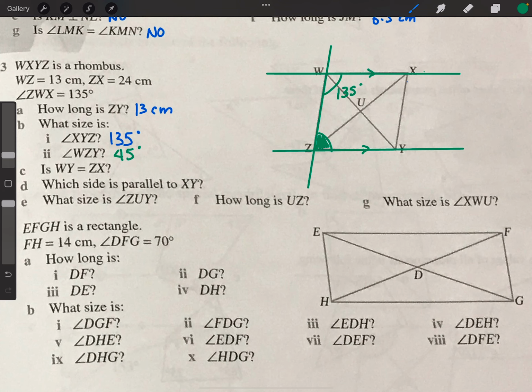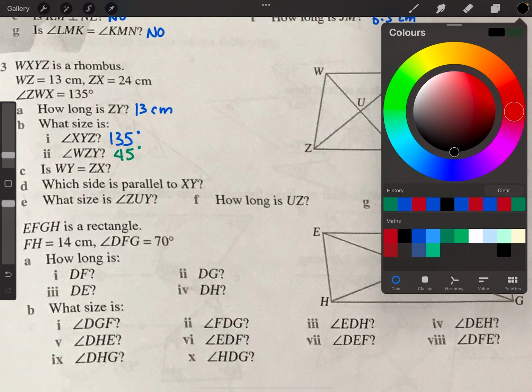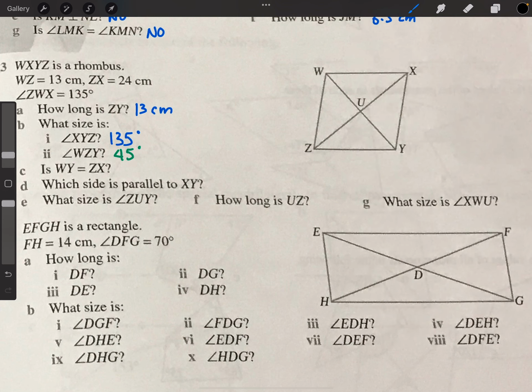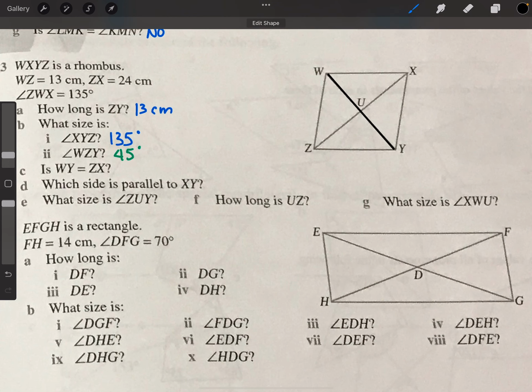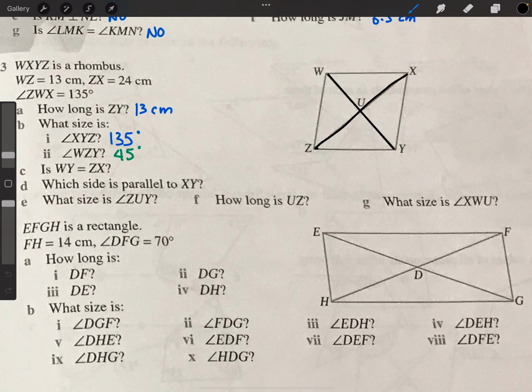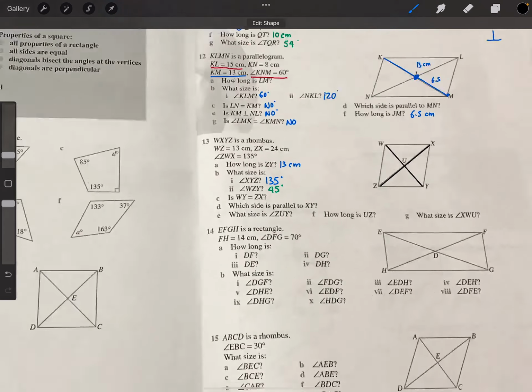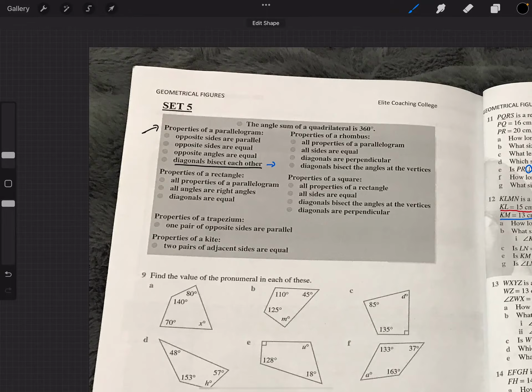Is WY, where's WY? Let me just rub this out. Let's put it in black. WY is here. Is this one equal to ZX? No, they're not. You can also go to rhombus and have a look here.